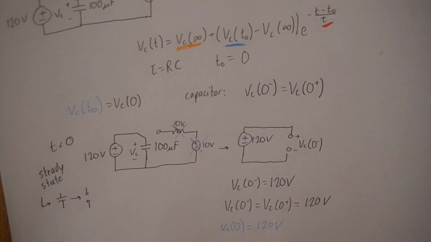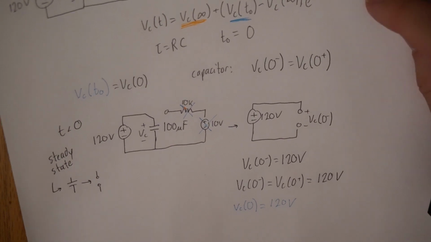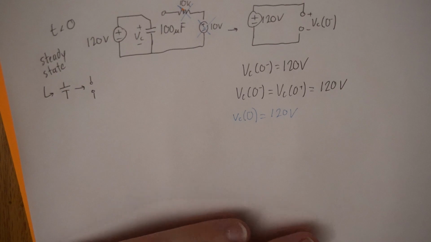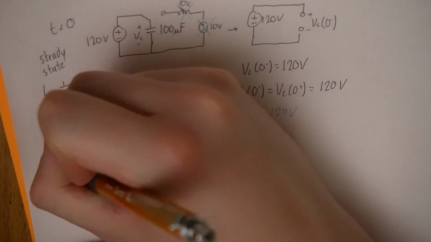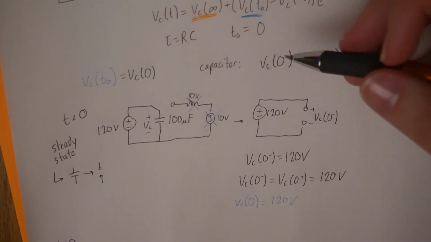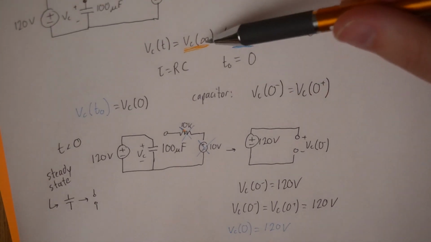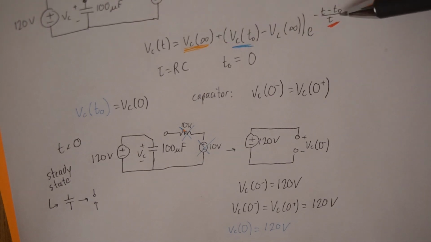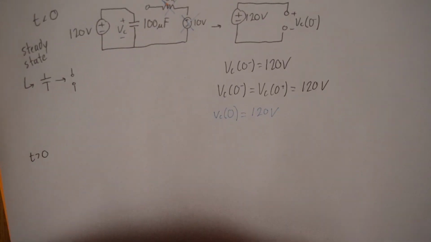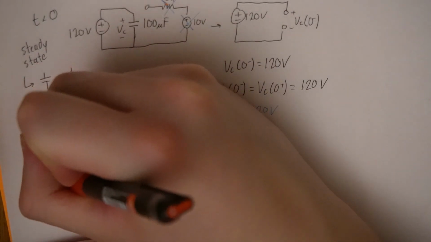Now the next easy thing to do should be to find, actually we gotta draw the circuit for t greater than 0. For time greater than 0, this is where most of our analysis will come into play. We need to find the final value, VC at infinity, and we need to find tau, which is dependent on what R is. So let's find what R is.